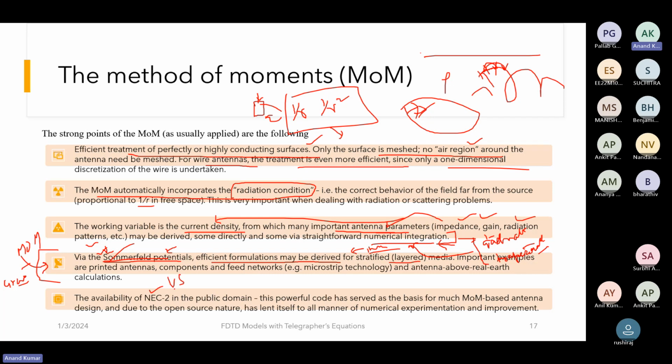The US had developed a solver based on method of moments for their defense applications, and later they made it public domain. This solver was called NEC2. Once it hit the public domain, there was a lot of research, and many solvers were built on this. So this is one of the reasons for the popularity of method of moments.